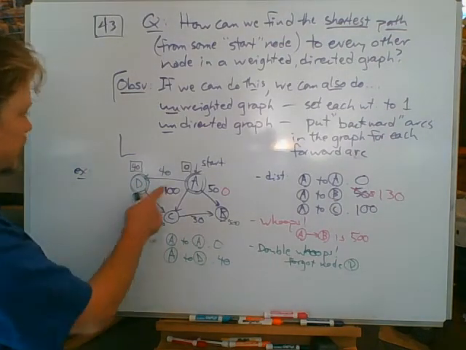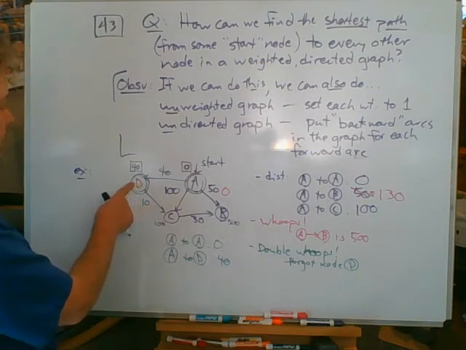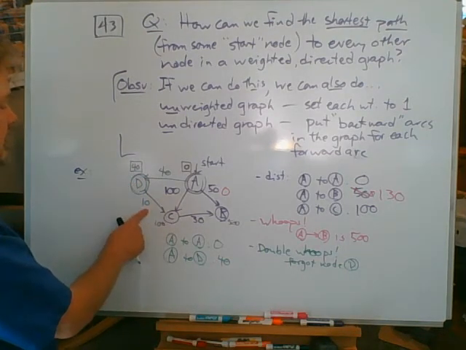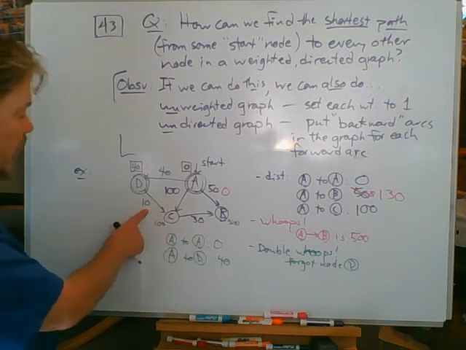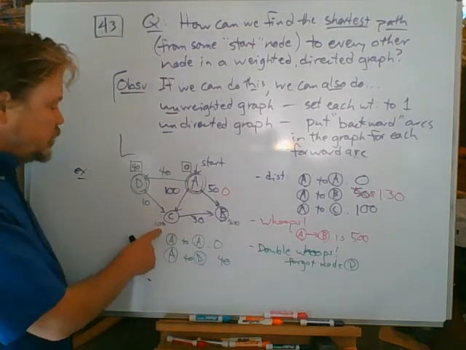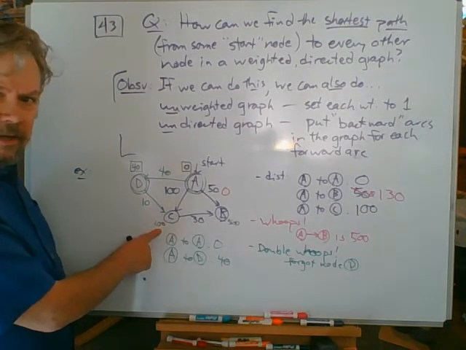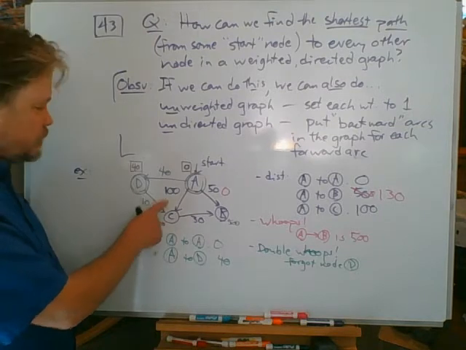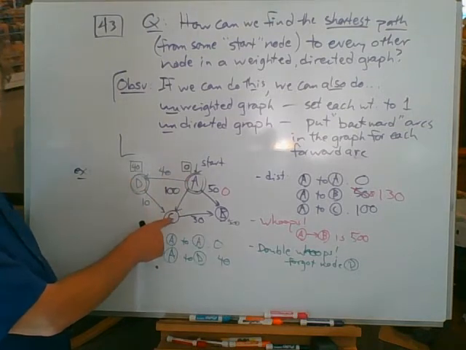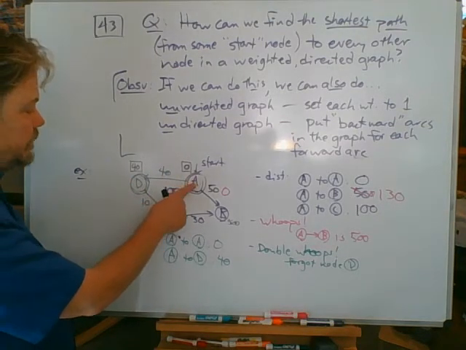Well, look at this. From A to D was 40. The additional hop from D to C is only 10. So I already know about a shorter path to C than the 100 just by going through D. See what happened there? I'll repeat that.